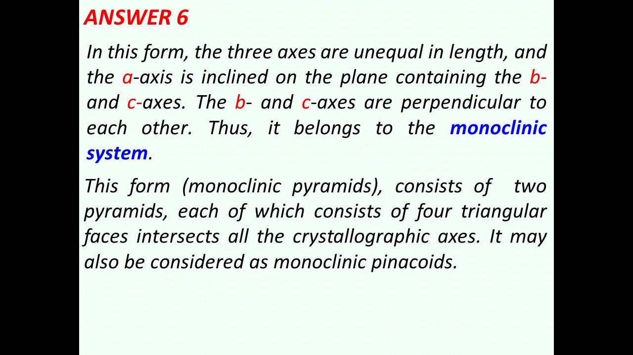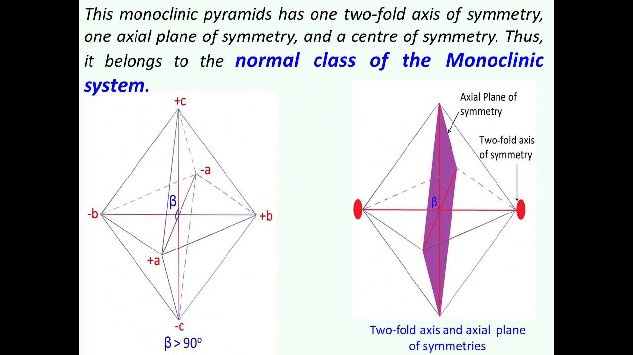This form, the monoclinic pyramids, consists of 2 pyramids, each of which consists of 4 triangular faces intersecting all the crystallographic axes. It may also be considered as monoclinic pinacoids. This monoclinic pyramids has 1 2-fold axis of symmetry, 1 axial plane of symmetry, and a center of symmetry. Thus, it belongs to the normal class of the monoclinic system.